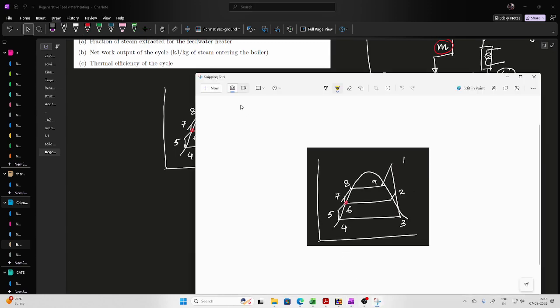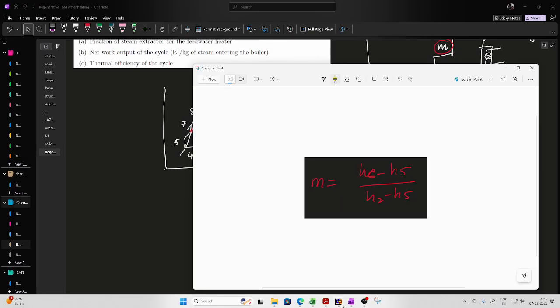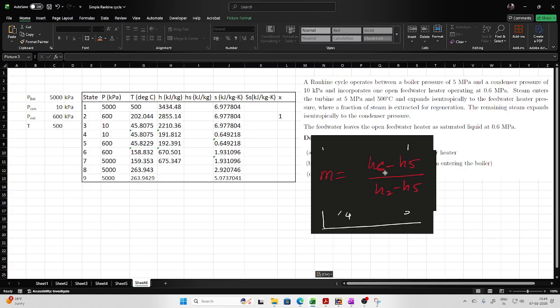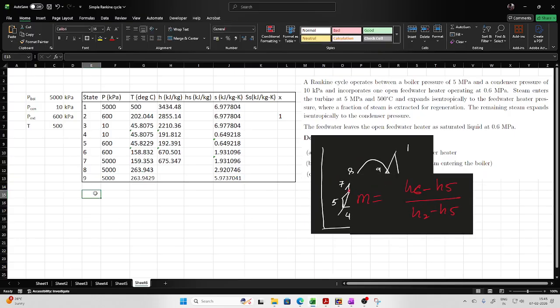So let us bring this also there for the time being. So this is the one. First I'll be evaluating the mass extracted. This will be equal to (H6 minus H5) divided by (H2 minus H5), and that will come out as 0.179. It is basically the fraction, or for 1 kilogram of steam entering, 0.17955 kilogram will be the extracted steam.